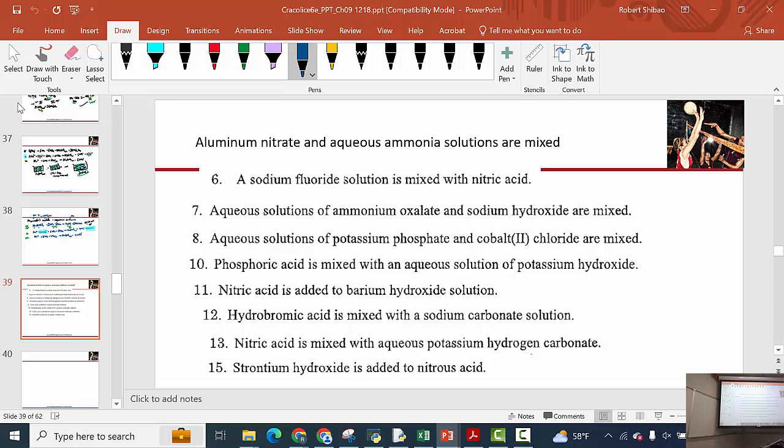C would be ammonium, and the other would be hydroxide.